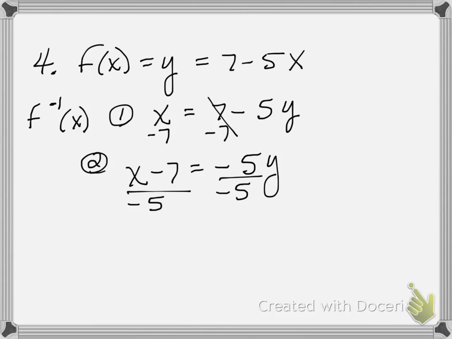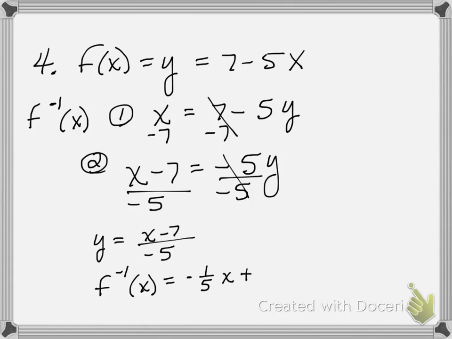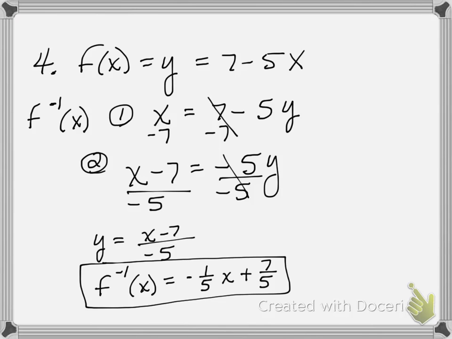Okay? And so 1y equals x minus 7 over negative 5, or since we started with functional notation, you really need to have functional notation in your answer. So the inverse would be negative 1/5 x plus 7/5. And again, I'm doing it that way because at some point you're going to need to be able to graph these inverses.